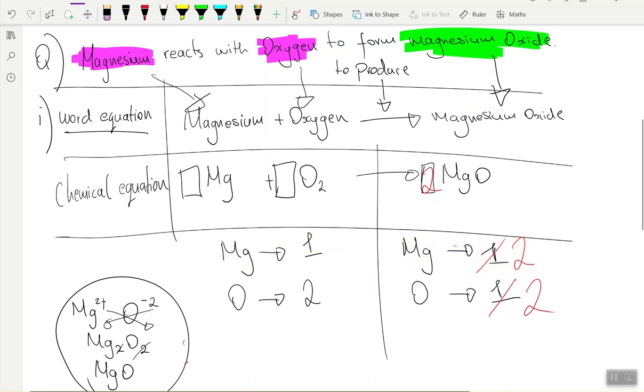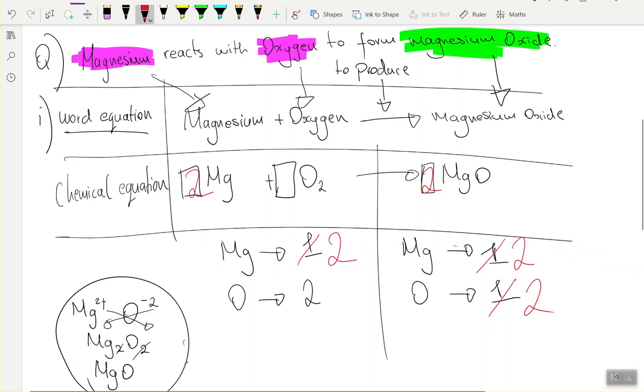So what I do is I go to the left side and see how can I change this magnesium to a 2. I add a 2 in front of that box, and that way my magnesium is balanced. And even my oxygen, it's balanced. So that is my final balanced equation for magnesium reacting with oxygen.